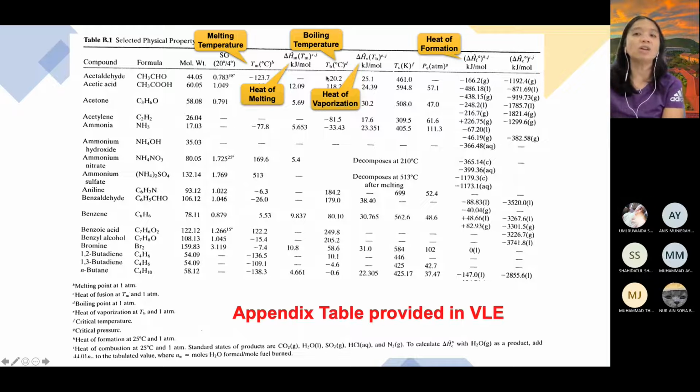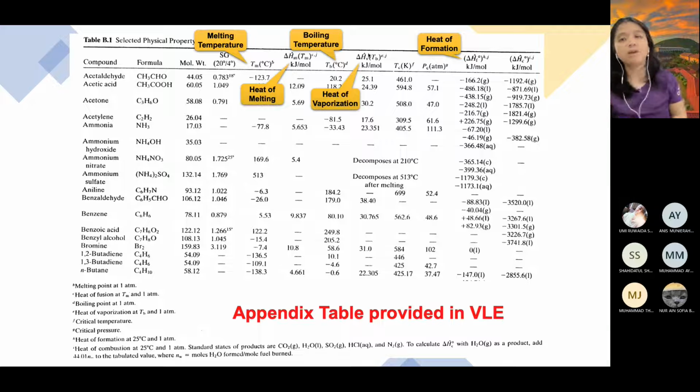So in order for it to boil ataupun vaporize, the heat needed, we call it as heat of vaporization, delta HV. So delta HV is heat of vaporization. Berapa haba yang diperlukan atau dibebaskan for the compound to vaporize ataupun to change from liquid to vapor. So that's 4 information yang kamu kena ada.